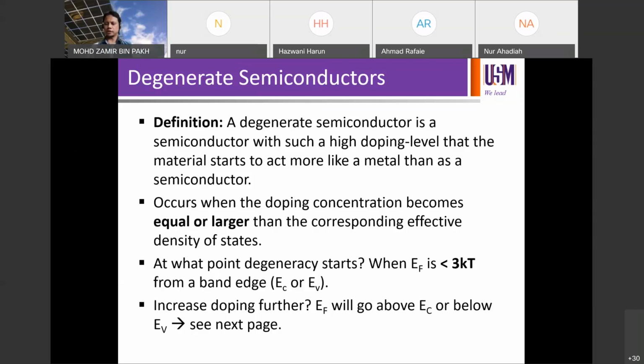EC, yeah? Is it EC? So why is it EC? Why do I have to check against EC? So all of you said EC. Why is it EC? Why do you want to check against EC? Faris, why not EV?